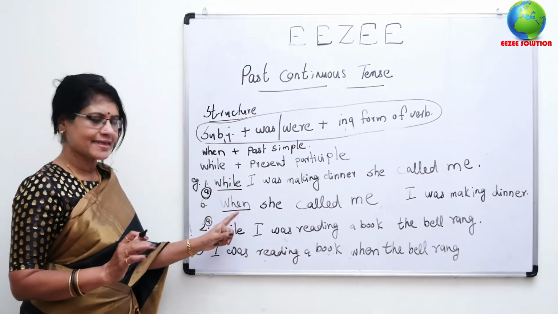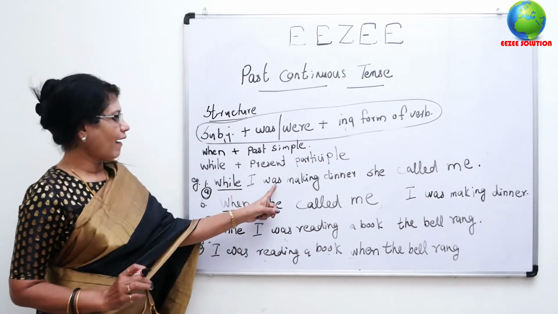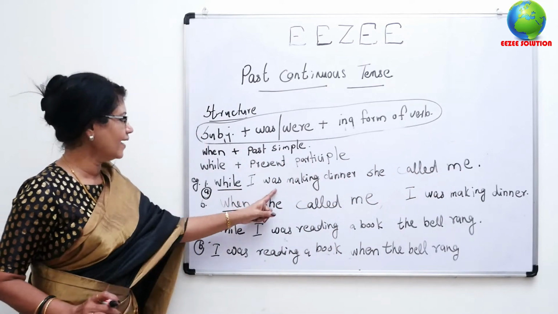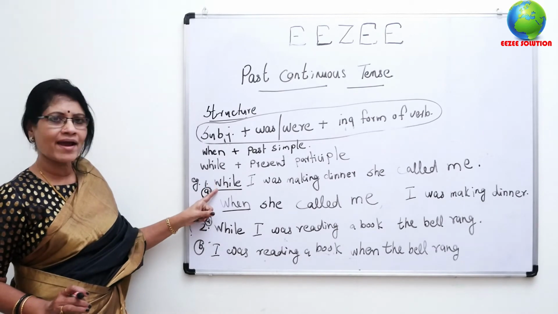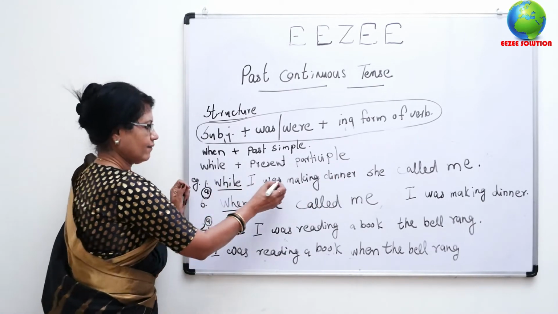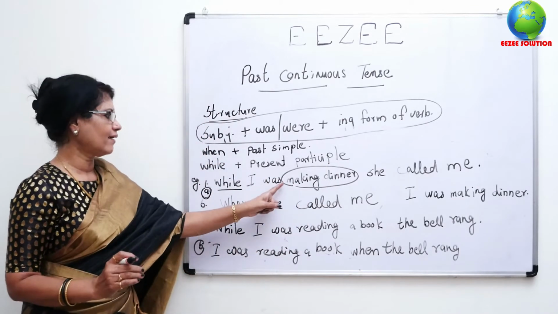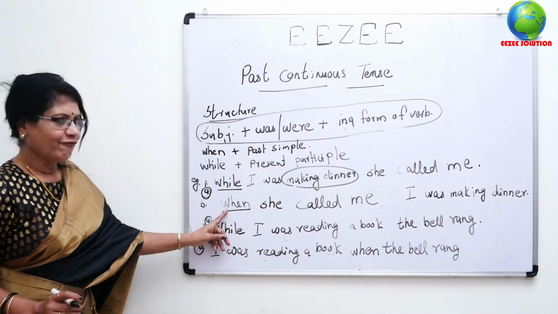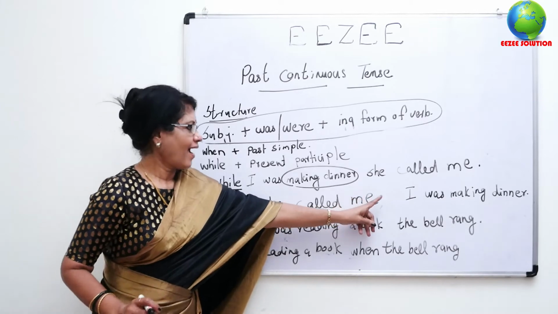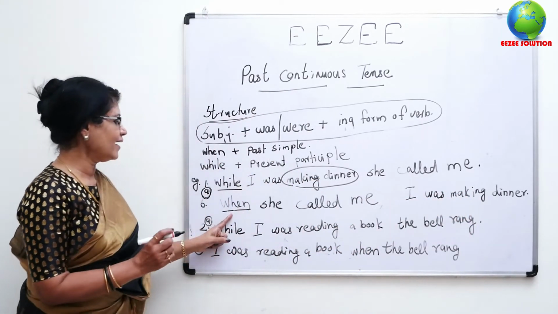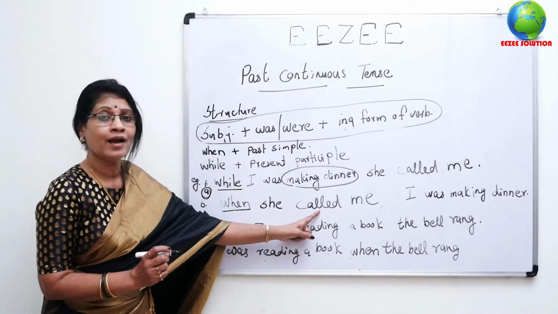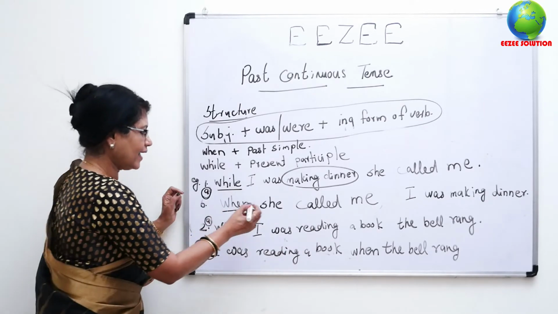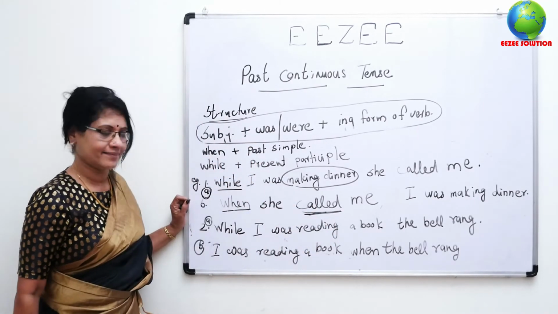Let's see two more examples. While I was making dinner, she called me. Here, this is the longer action. While is used with making dinner. While I was making dinner, she called me. Here, when she called me, I was making dinner. When is used with the past simple, called. The action which interrupted the other action. When is used with called.